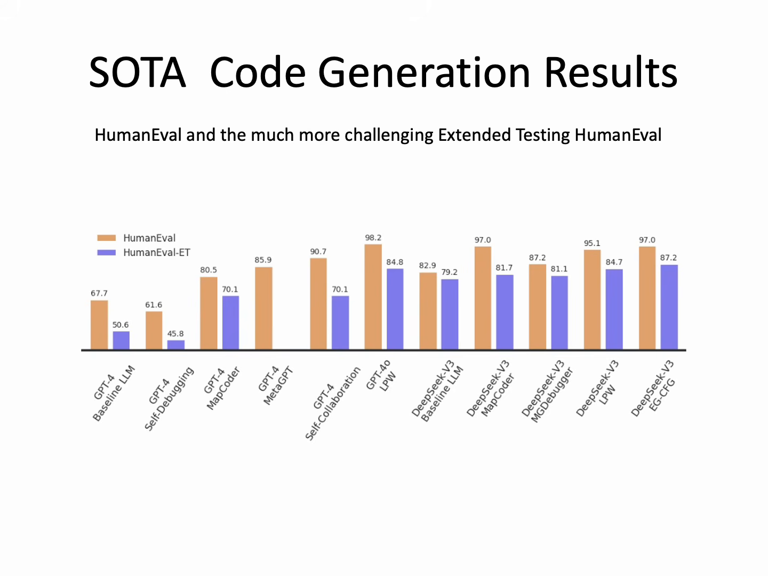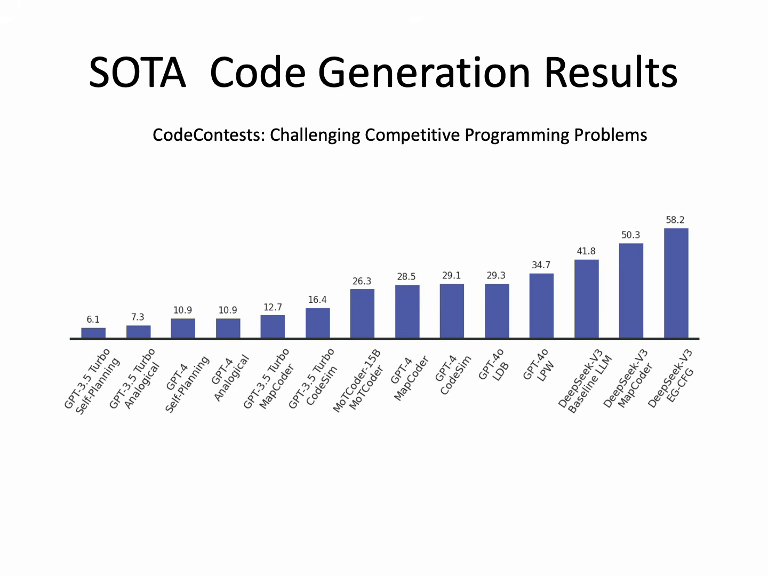Remarkably, on HumanEval ET, which pushes models with deeper and more diverse test cases, it sets a new record at 87.19% accuracy. The success of EG-CFG on the ET versions demonstrates that the obtained code is robust and holds up under pressure, even in the most complex testing scenarios. On the challenging CodeContests benchmark, EG-CFG achieves a new state-of-the-art with 58.18% accuracy, outperforming leading GPT-4-based methods, demonstrating its effectiveness even on competition-level complex programming tasks.